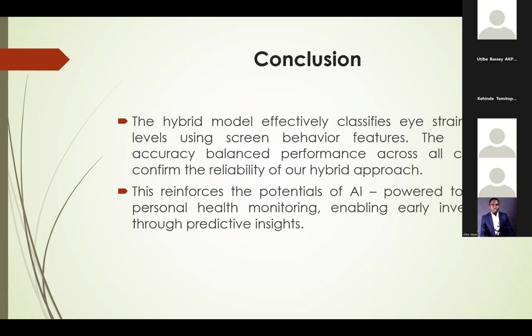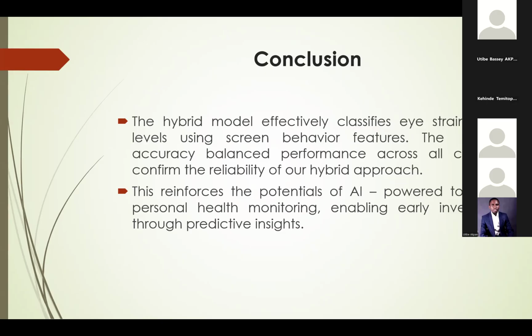All right, so in conclusion, the hybrid model effectively classifies high strain risk levels using screen behavior features, because we used a lot of screen behavior features. We use screen time, the amount of time users spend on their phone. We use the brightness, we use the blink rates, and we use the symptom severities to work on our model.